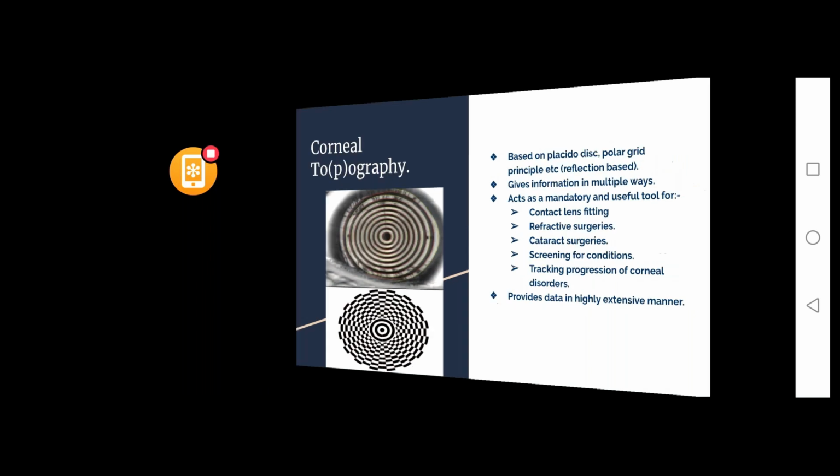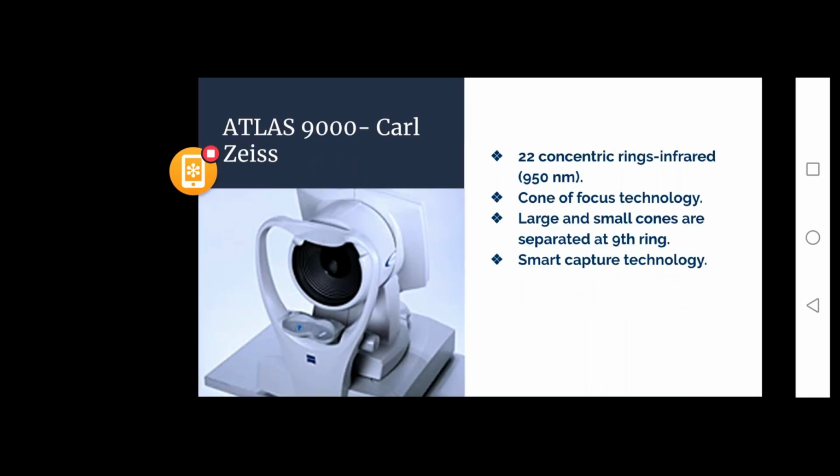Right. So I'll stick to one machine. I'm experienced with a machine known as Atlas 9000. It is by Carl Zeiss, and I'll just tell you a little bit about how it works. It is basically based on the Placido disc principle. It emits infrared rays at 950 nanometers, and it uses a patented technology known as cone of focus technology. We'll come to that in a moment. There are large and small cones which are bifurcated and separated after the ninth ring from the center.